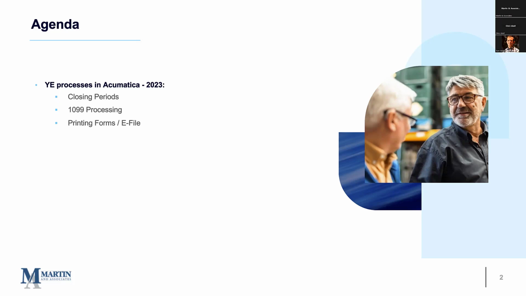We're going to be covering, generally speaking, closing periods in Acumatica, what that means, how to do it, 1099 processing, and printing forms and e-filing. As you may or may not be aware, the IRS has changed that again this year. Not necessarily the forms; those are pretty much the same, from my understanding, but the e-filing stuff. That's what we'll be covering today. Ask your questions in the chat again. And at this time, I'll hand it over to Tom.